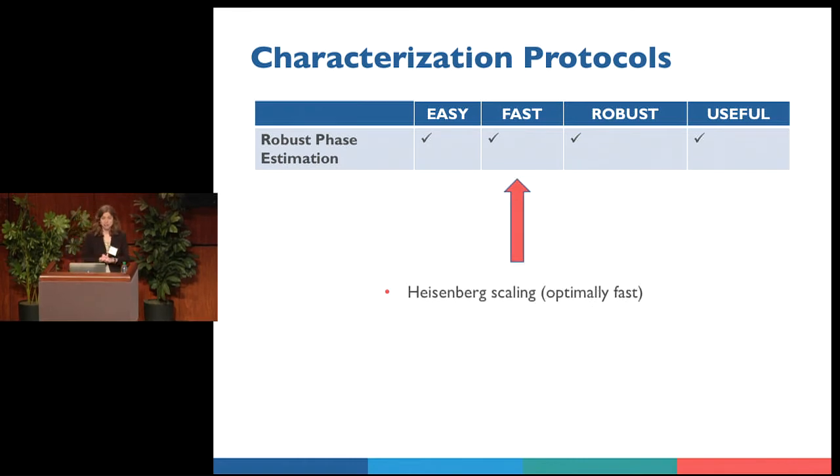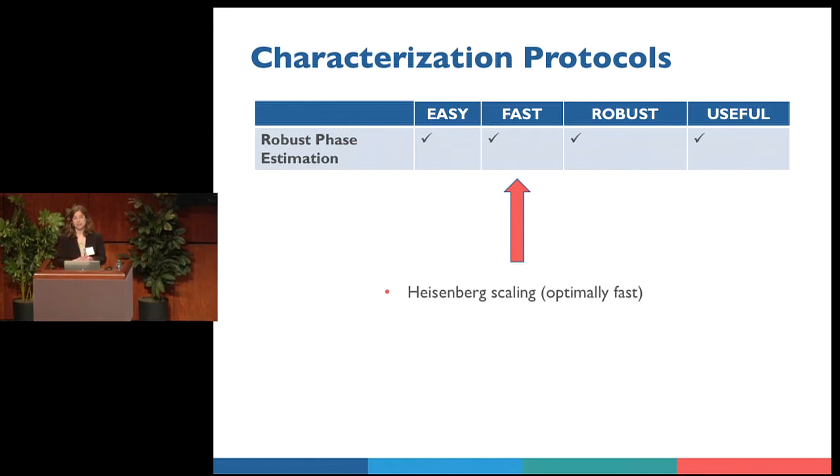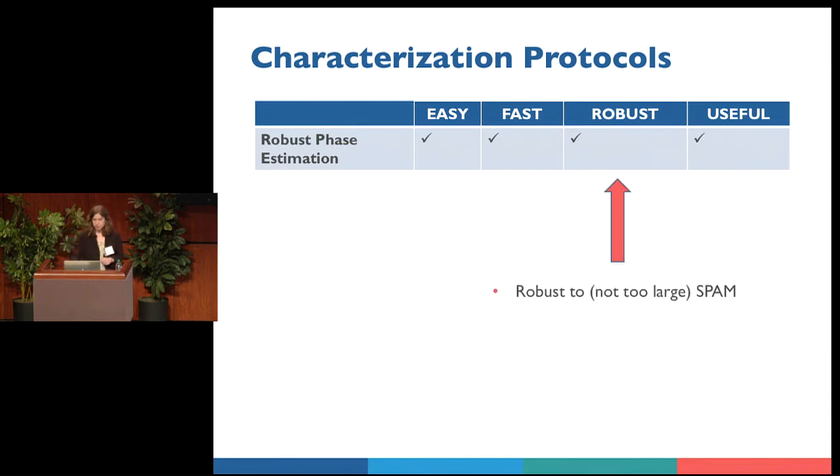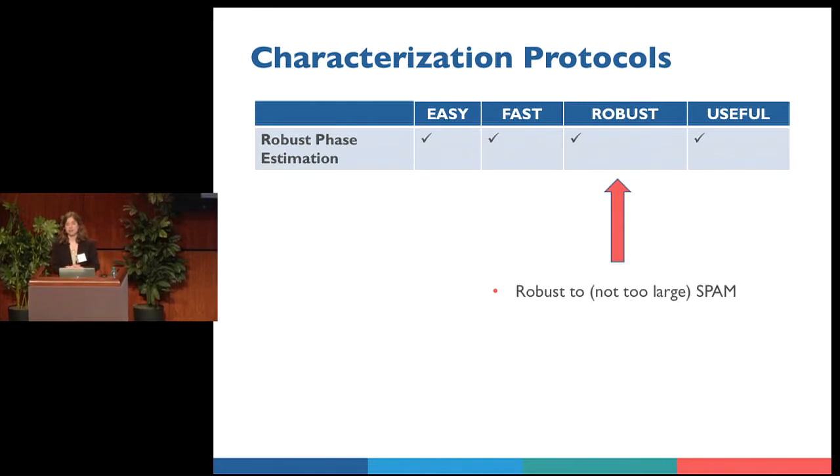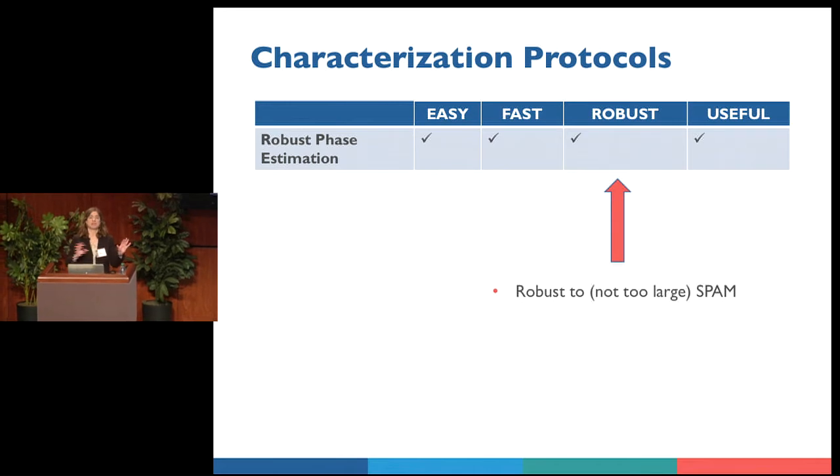It's fast, so the scaling of how quickly you can learn parameters has Heisenberg scaling, which basically means optimal scaling. So it's within a constant factor of the kind of absolute best you could possibly do. It's also robust to SPAM errors, as long as those SPAM errors are not too large, and I'll get to that a little bit later. But it's not just robust to SPAM errors, it's robust to errors in any part of the system. And I'll also get to that later too.